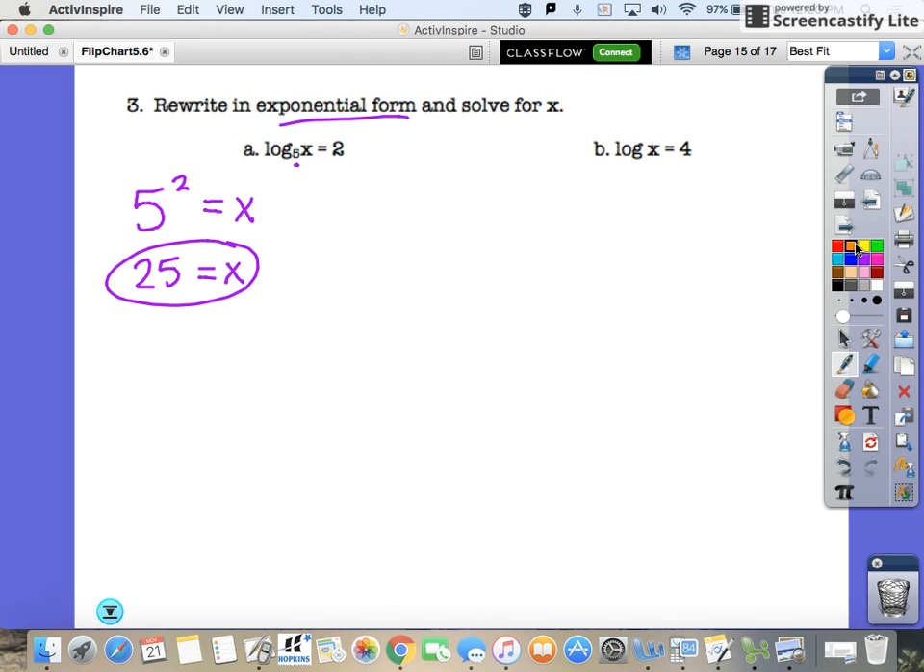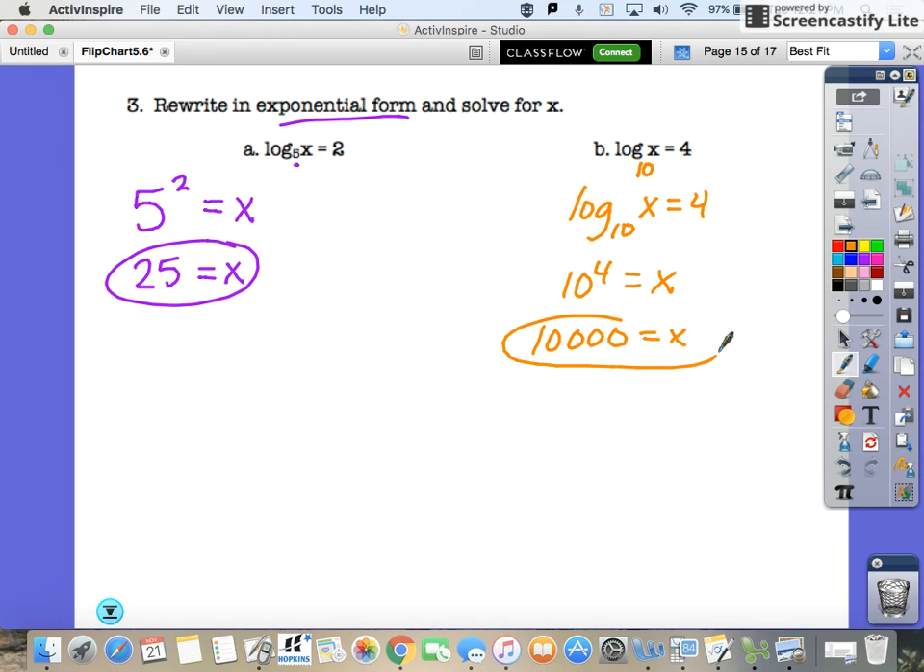This one is so easy it's difficult. There is nothing written right here. That's what I was talking about, where we assume it's a 10. So this is actually log base 10 of x equals 4, if you want to rewrite it. So we have 10 to the 4th power equals x. 10 to the 4th power means 10 times 10 times 10 times 10, which is 1 followed by 4 zeros, 10,000.